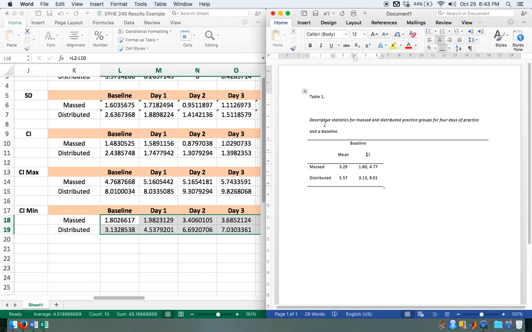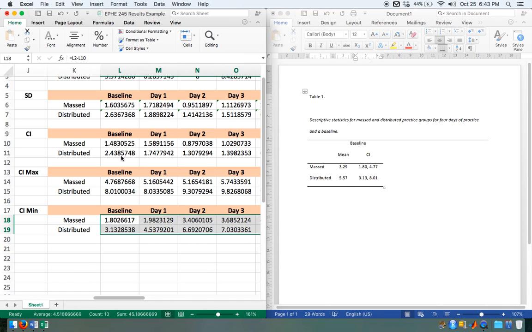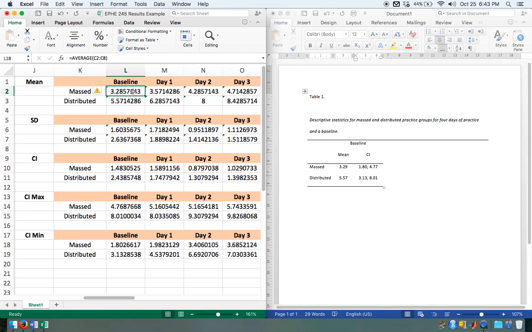So these are your descriptive statistics where we have our mean and our confidence intervals, and the confidence intervals being the min and the max. So of course, because we took the mean minus confidence interval and plus confidence interval, these should be around that number. So one's below it and one's above it, is what I mean.